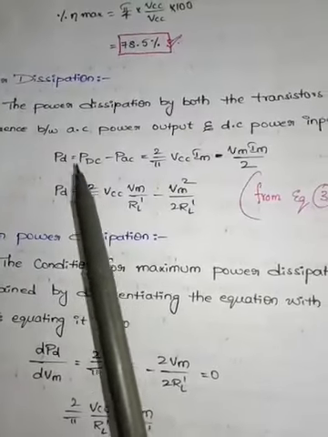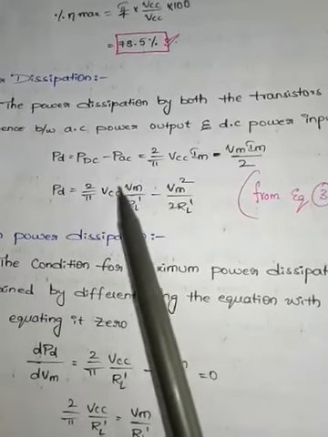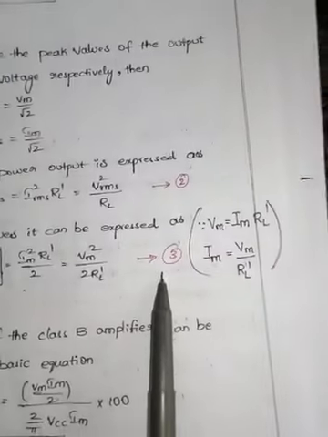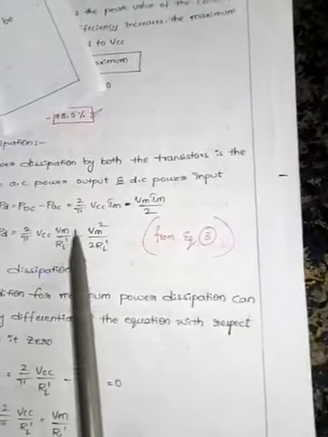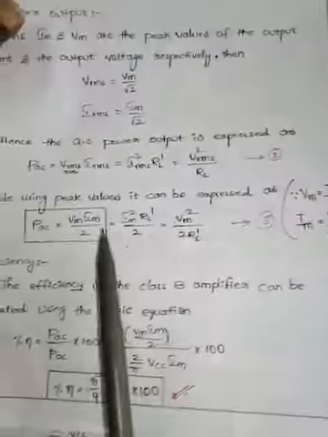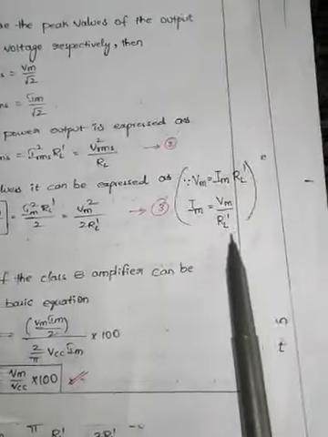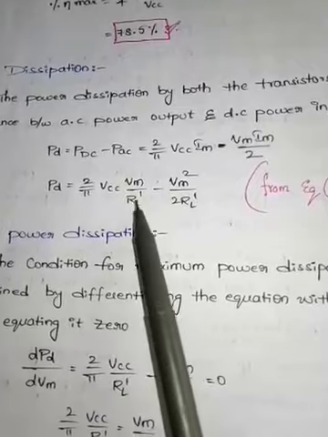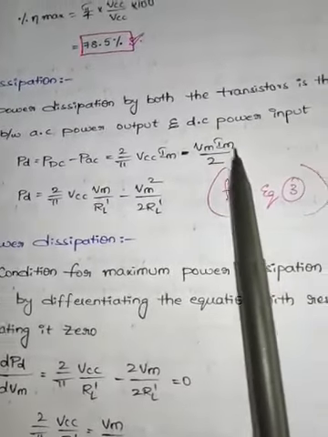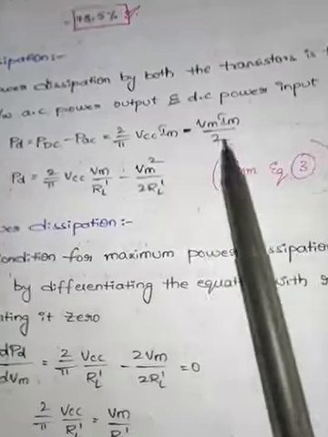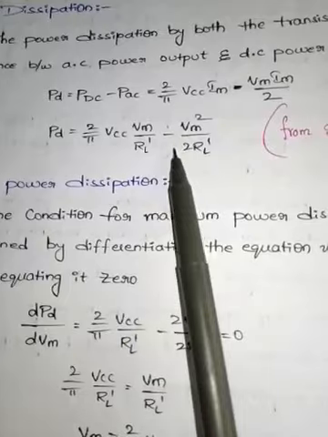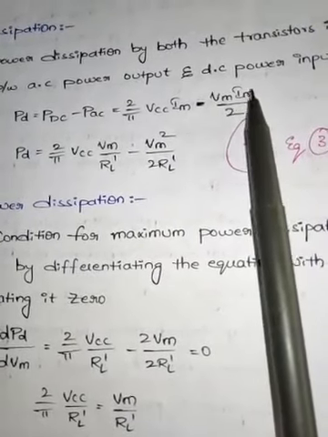So from this, the power dissipation PD equals 2 by pi VCC, and from equation 3 we have an expression in the place of Im. In the place of Im we need to substitute Vm by RL dash. If we substitute Vm by RL dash for Im in both terms, then you will get this expression: 2 by pi VCC Vm by RL dash minus Vm by RL dash.